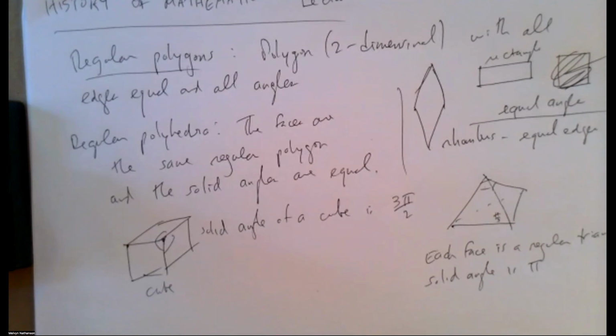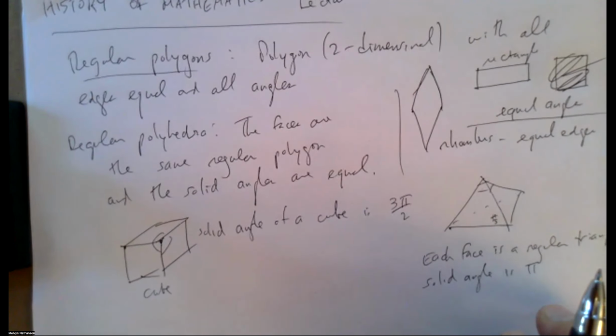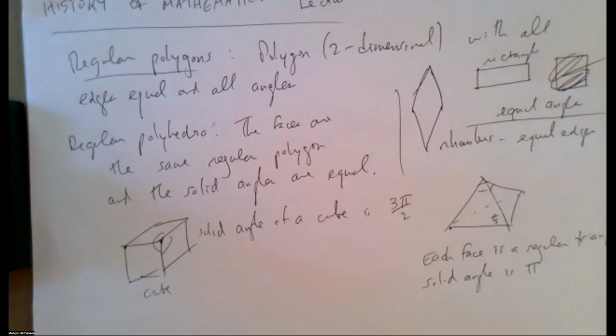Now, any questions about that? This is three-dimensional geometry, which, I mean, you live in three dimensions, but most geometry that you do in school is two dimensions. Even though this three-dimensional geometry goes back at least 2,500 years. Okay.